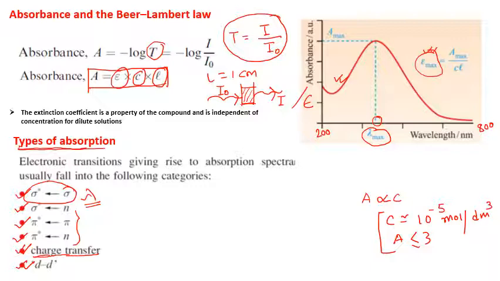And now remember that this molar extinction coefficient is an intrinsic property of the compound. It does not depend on the concentration. How much you concentrate or dilute the solution, the epsilon value will remain constant, the same.